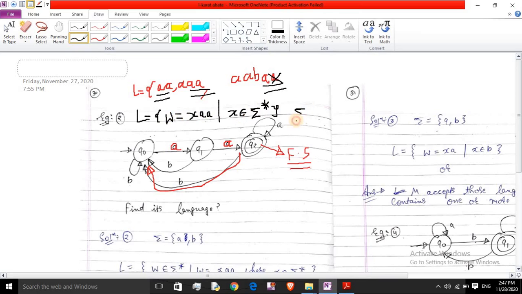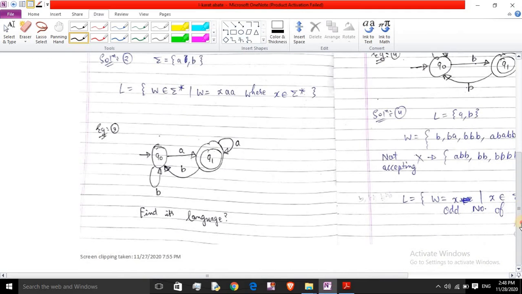What is our input alphabet? It is only 2 actually. That is A and B. We have only 2 input alphabets here.